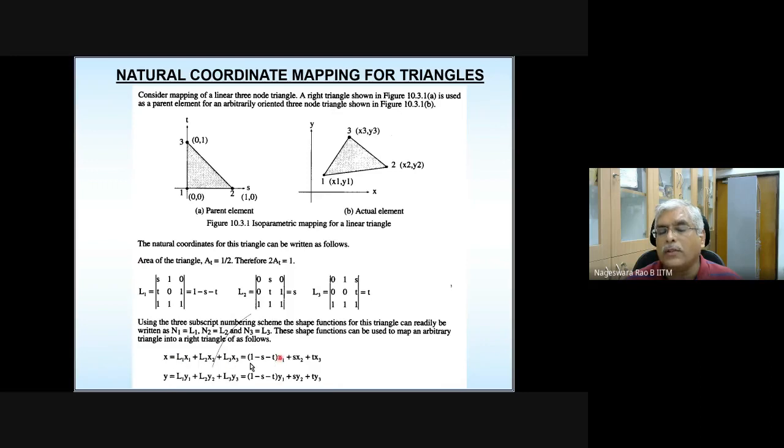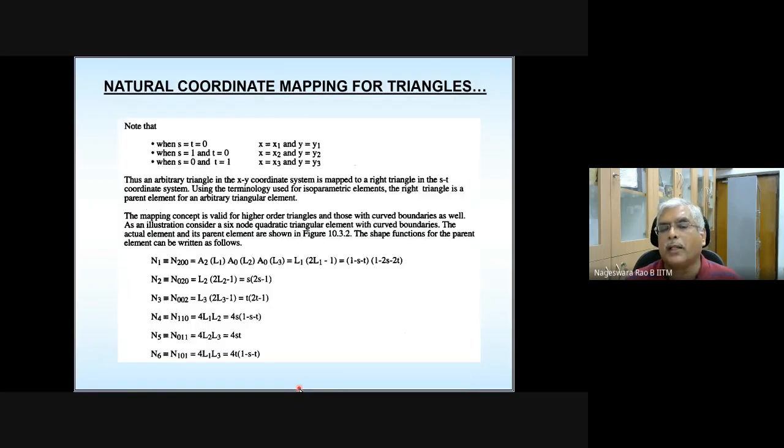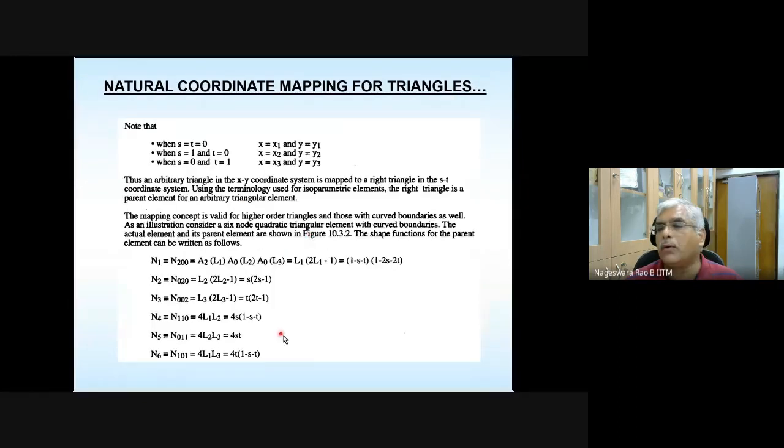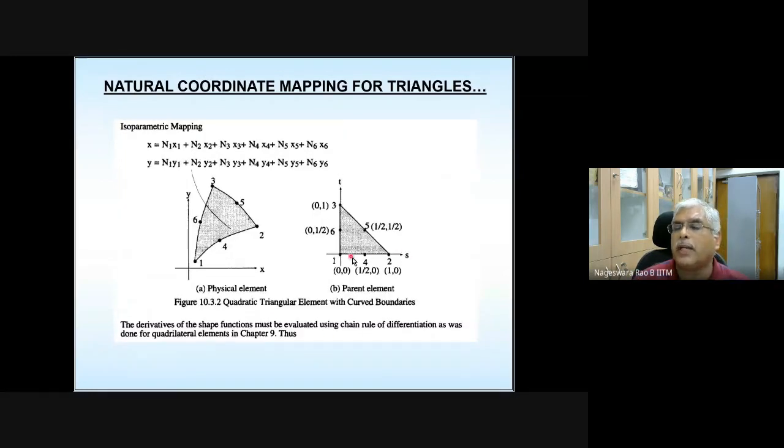So for all that, you require this isoparametric mapping. So this is isoparametric mapping, x as a function of S and T, y as a function of S and T. And once you have this, you can derive the Jacobian and other things. Okay? And here it is shown for a 3-node triangular element. And if you want to do it for a 6-node triangular element, the parent element is going to be like this.